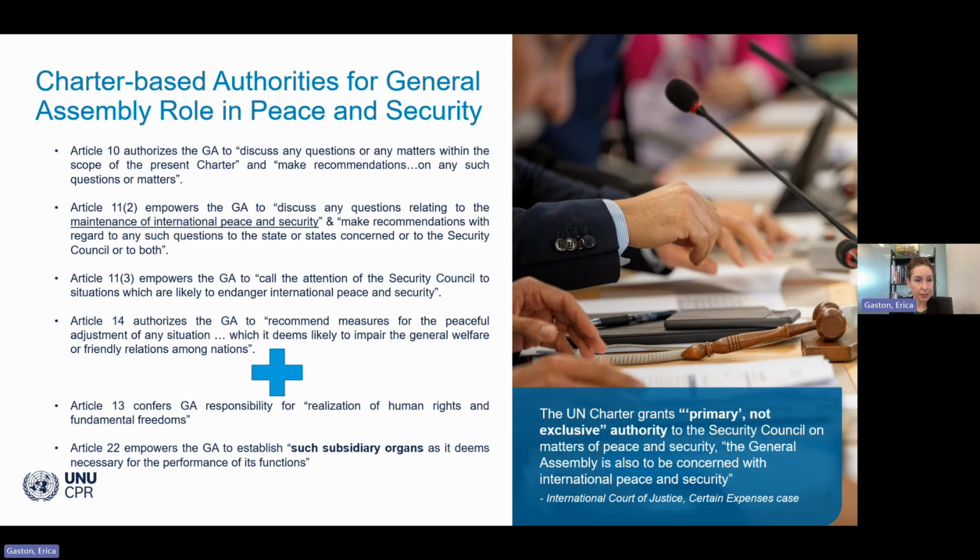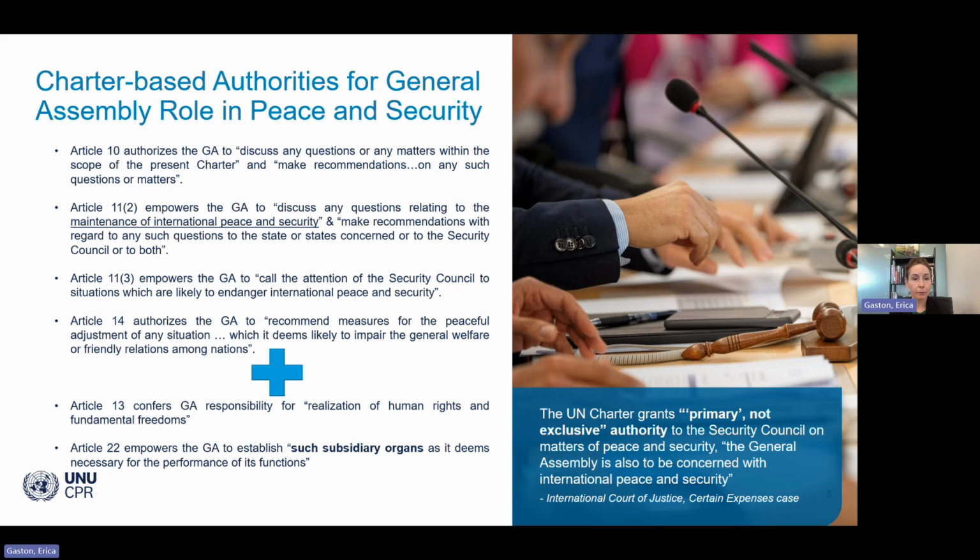And because of this, there have been a couple of ICJ cases that have really taken away that although the UN Charter grants primary authority to the Security Council in matters of peace and security, it's primary, not exclusive. The General Assembly also is to be concerned with international peace and security.